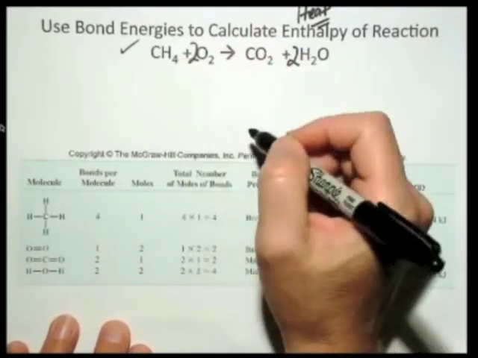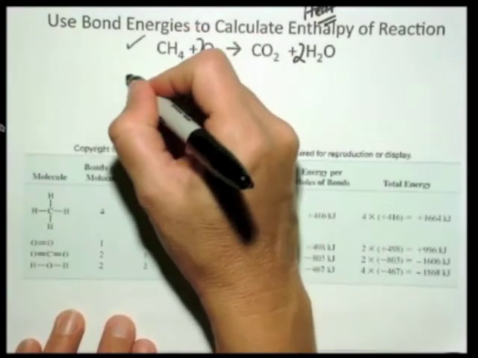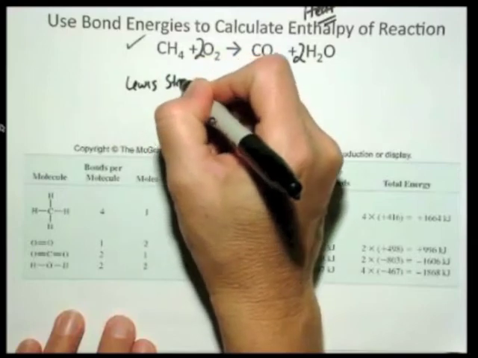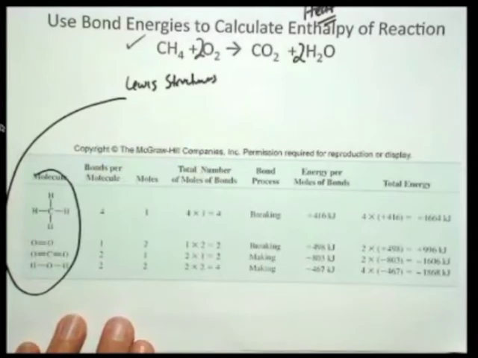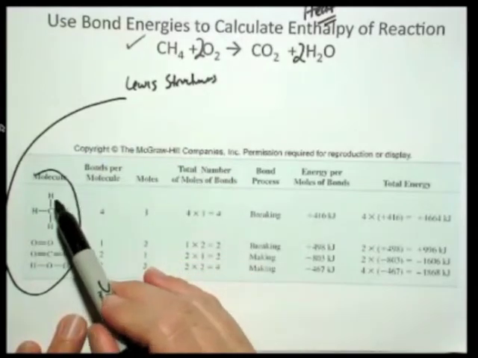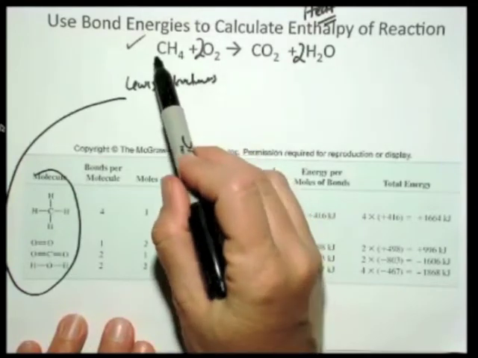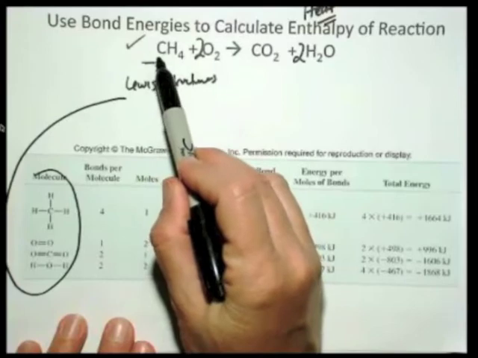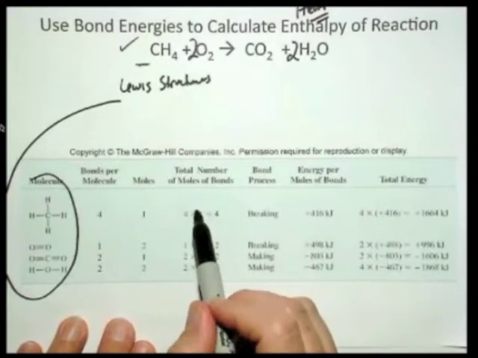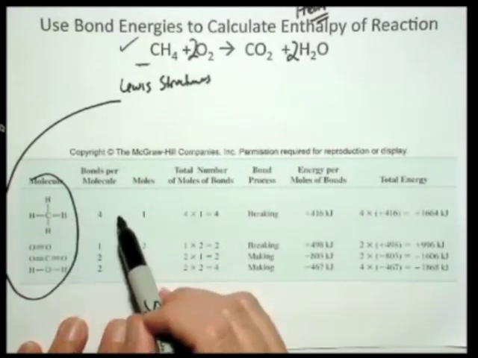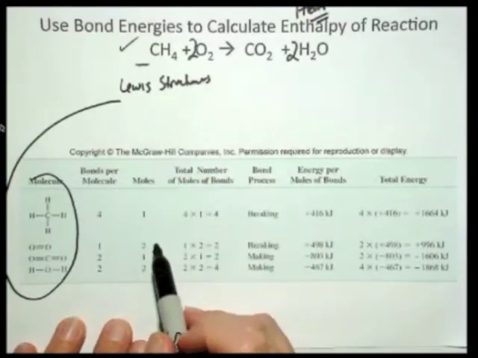Then to figure out what bonds are being made and what bonds are being broken, you have to write down all the Lewis structures. Okay, Lewis structures. And in this example, the Lewis structures have been done for you right down here in this table. Okay, there's all your Lewis structures. You look at the Lewis structure and you say, okay, how many bonds are in this particular molecule? There's 4 CH bonds, and I have 1 mole in this chemical reaction because it's 1 mole plus 2 moles gives 1 mole plus 2 moles. And so the total number of moles of bonds is going to be 4 bonds times 1 mole of that particular molecule in this particular chemical change.